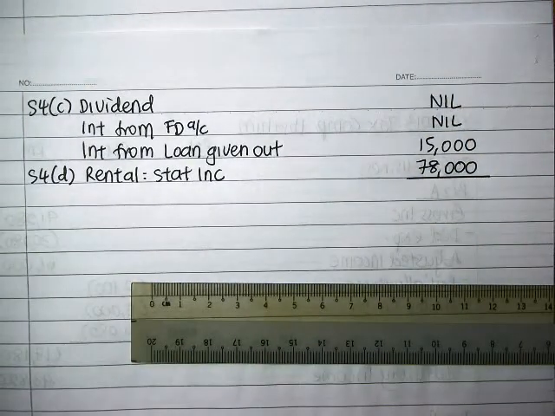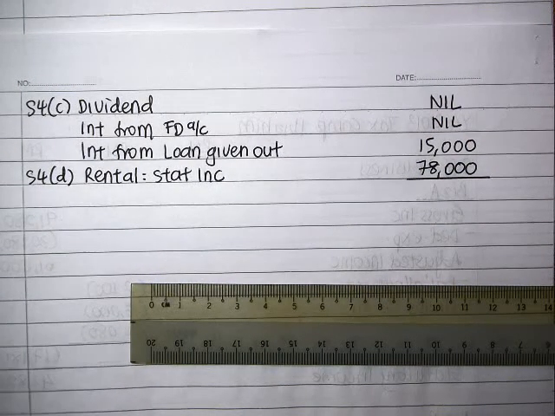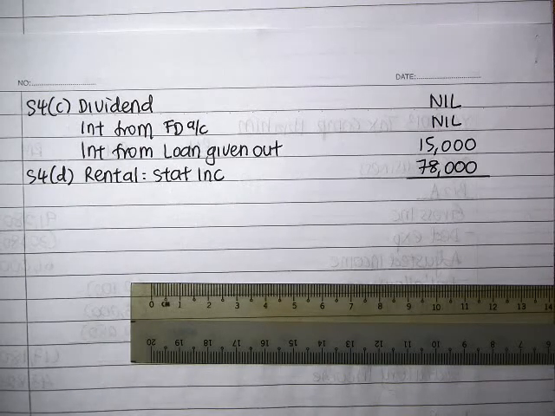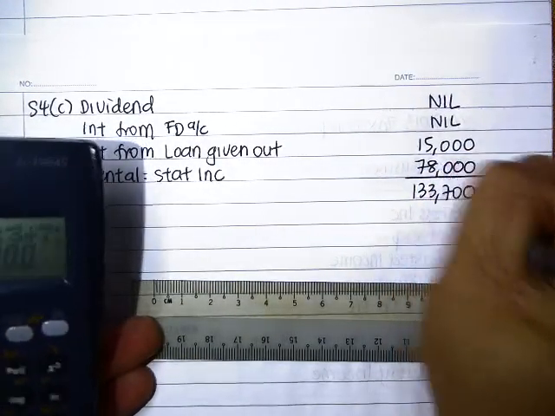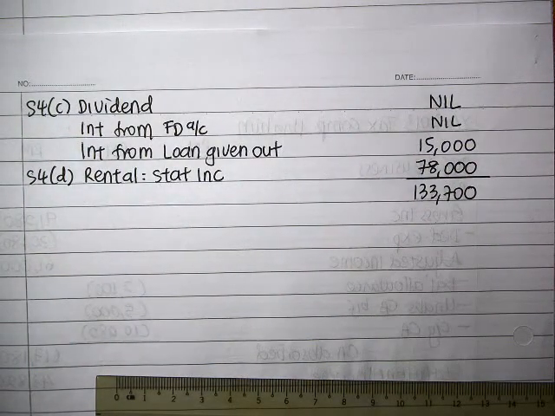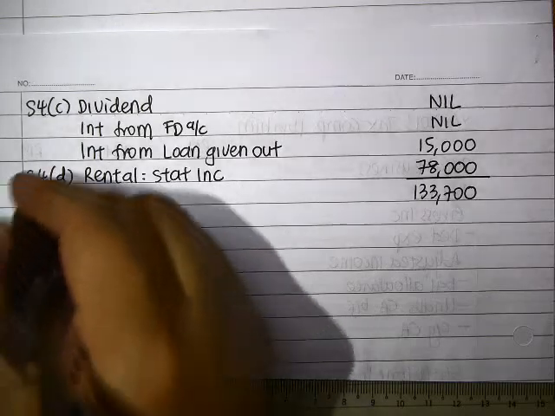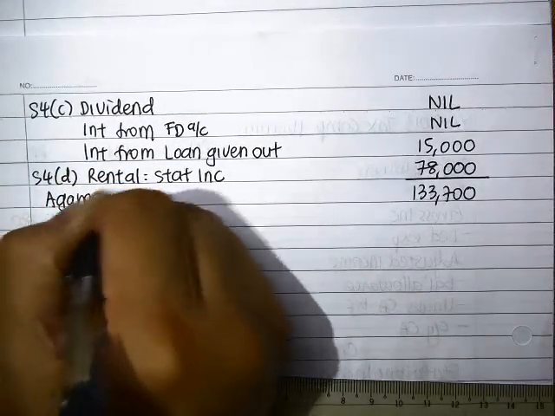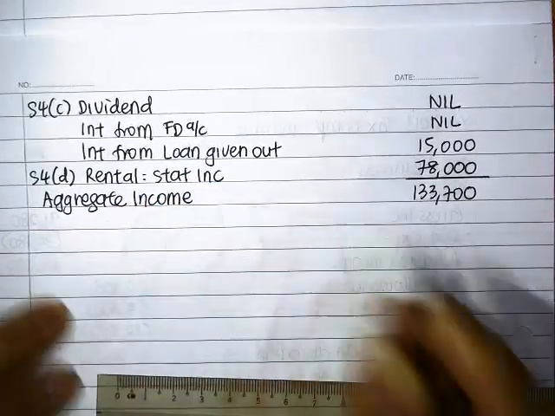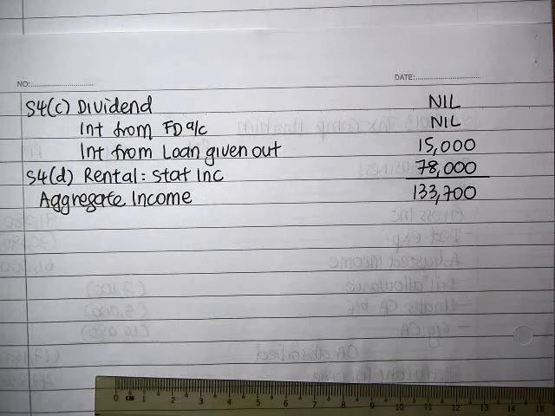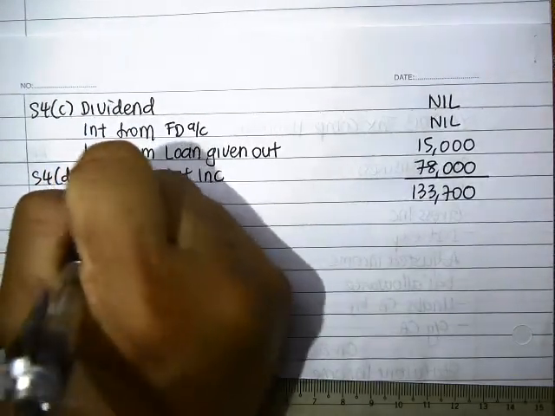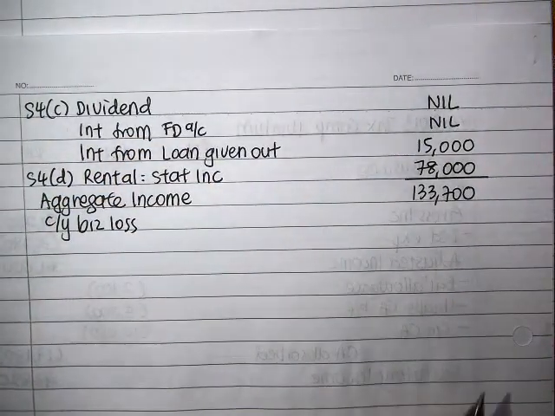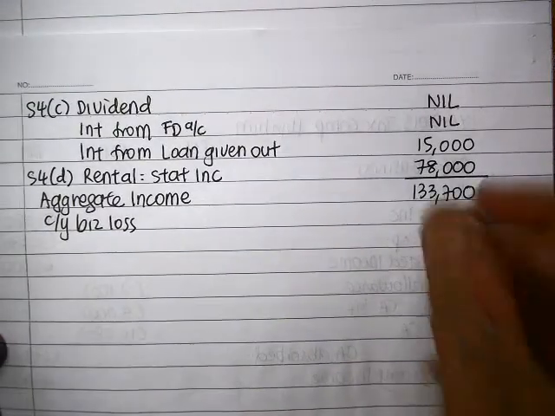Okay, so these two figures with the business SI just now, 40,700, 133,700 plus, what do you call this? What's the name? All the SI combined is called as what? Aggregate income. Okay, please don't label wrongly. You're going to lose marks in the exam, alright? And after aggregate income, what do you claim? You follow the sequence. The first thing is current year business loss. So current year business loss. You have any? Just now we mentioned that there's a 10,000 business loss.